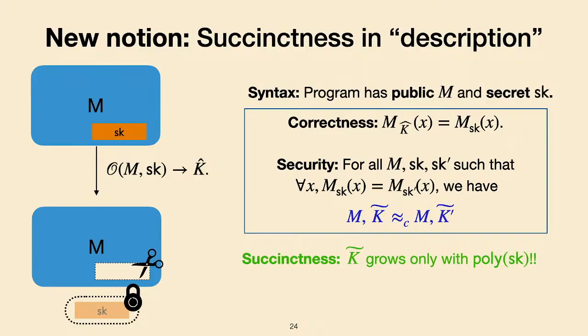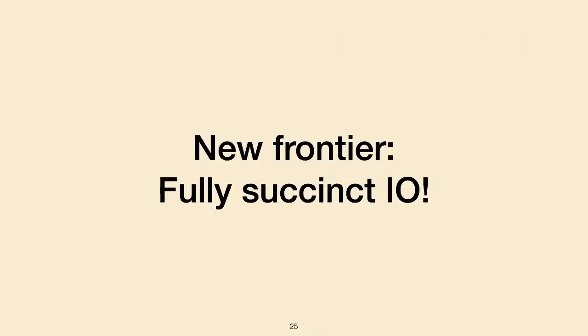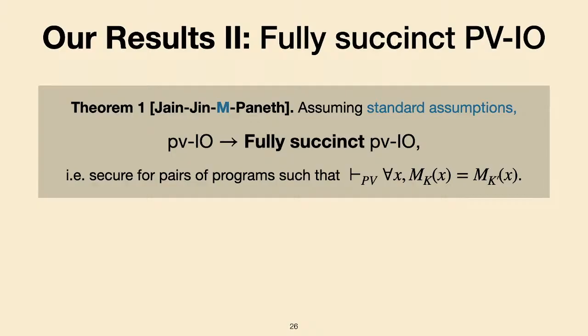So this is a new notion that we propose. And yeah, so this is a new frontier, fully succinct I/O. Can we do it? So the first theorem we show is that you can take JJ22 I/O as a black box and boost it to be fully succinct PV I/O, assuming just LWE, actually.